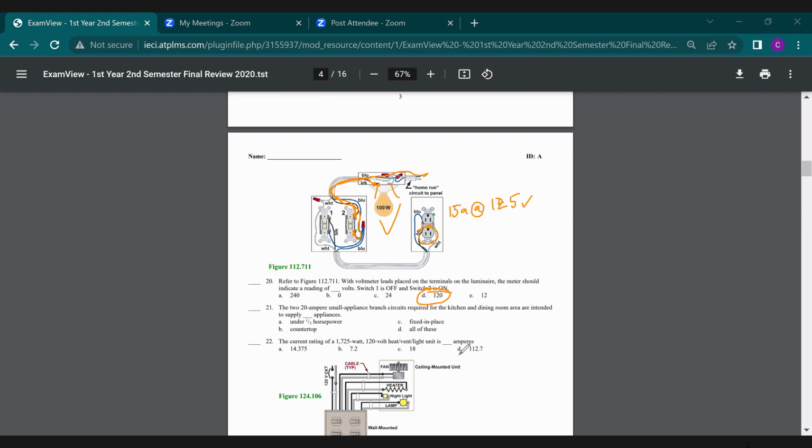So if we're looking for what those receptacles serve, we're going to be in 210.52. Man, there's a lot of code book to scroll through. All right, 210.52.